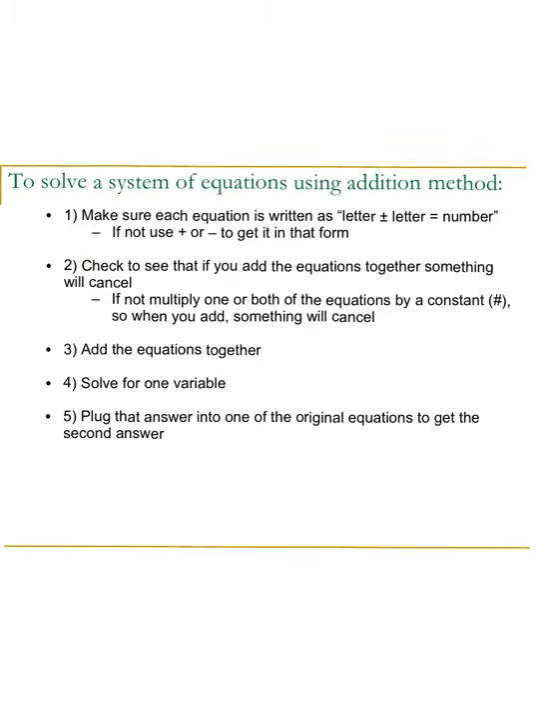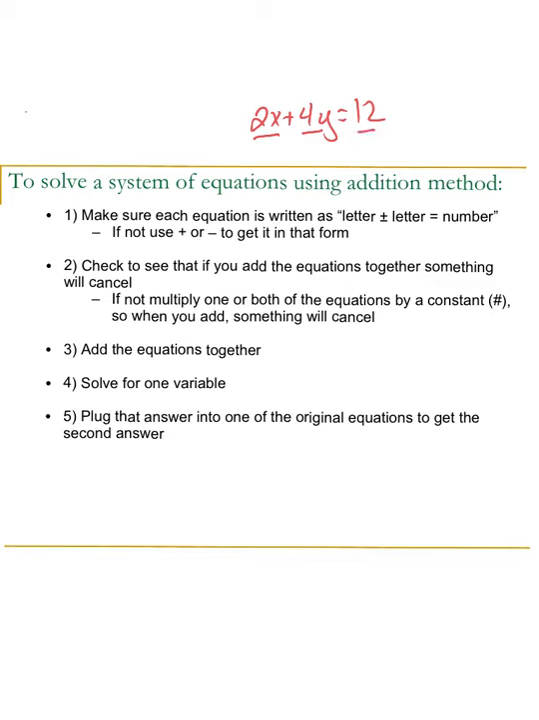So to solve a system of equations using the addition method, first we have to make sure that each equation is written as letter plus or minus letter equals number. If not, you're going to use addition or subtraction to get it in that form. What that means is you might want it to say something like 2x plus 4y equals 12. So we have a letter, and equals a number. You want both equations to look like that.